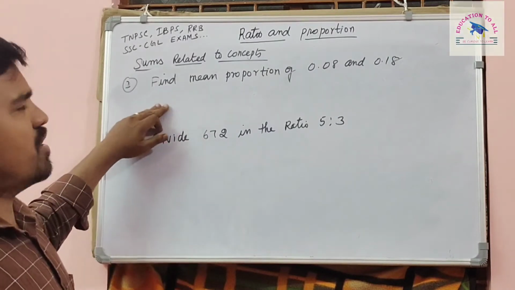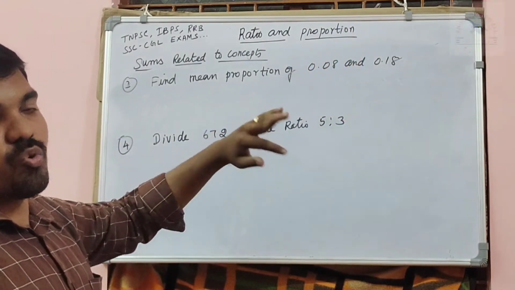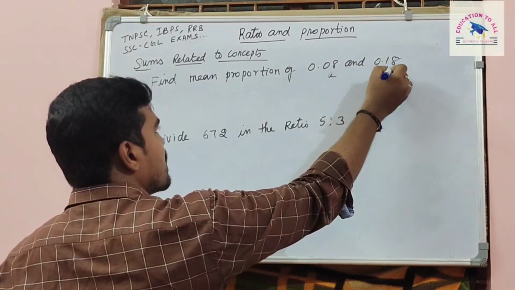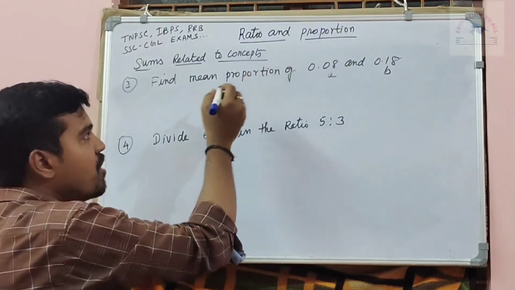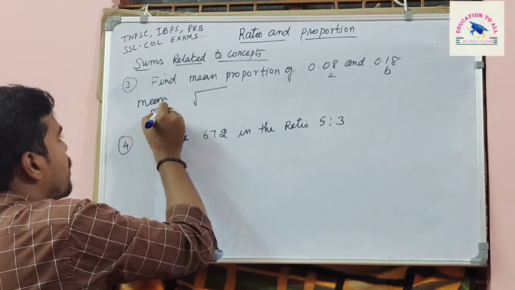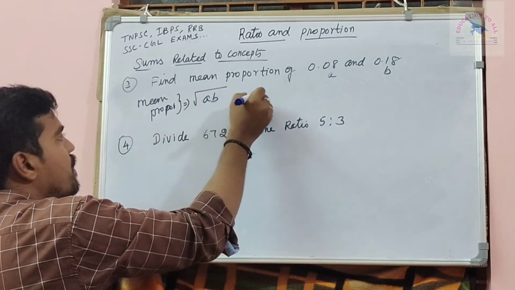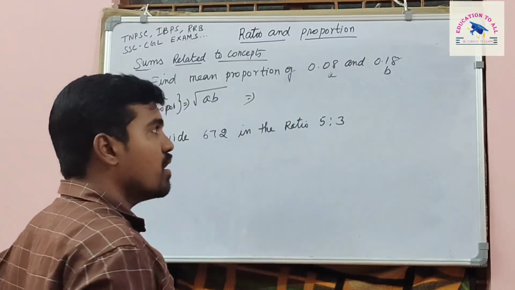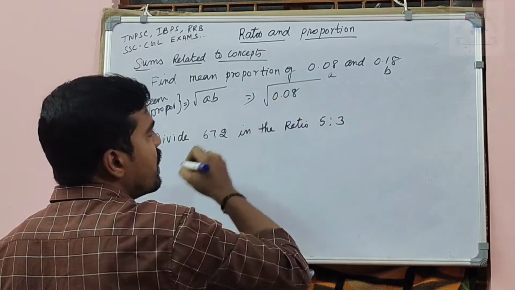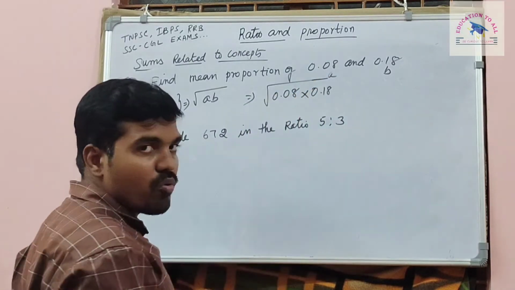Here comes the next question. Find the mean proportion of 0.08 and 0.18. So what is the mean proportion? We have discussed it. If you consider this as A and this as B, then the mean proportion of A and B is the square root of AB. So here, the value: square root of 0.08 into 0.18, square root of AB.